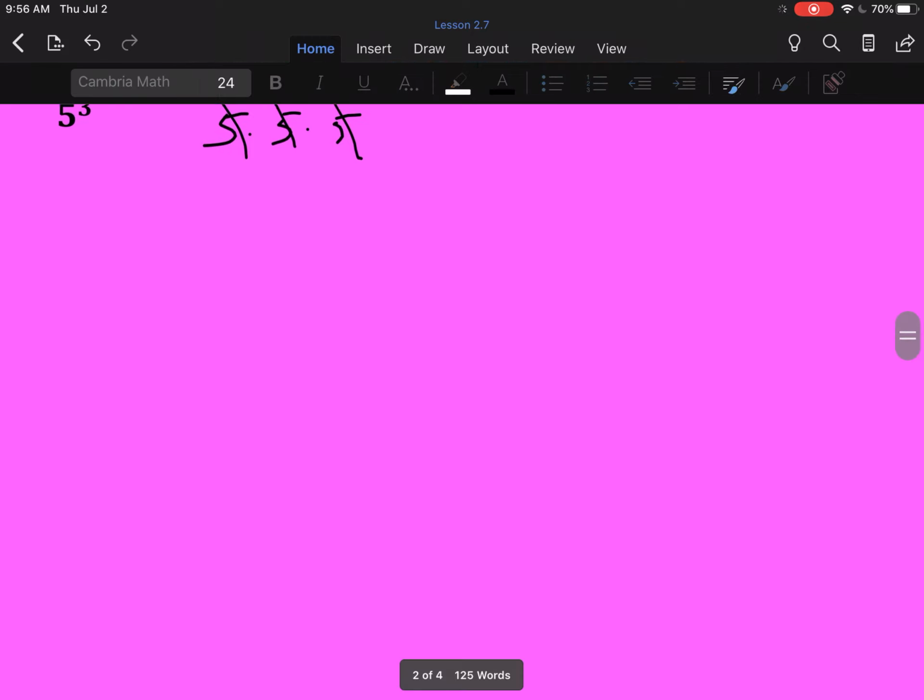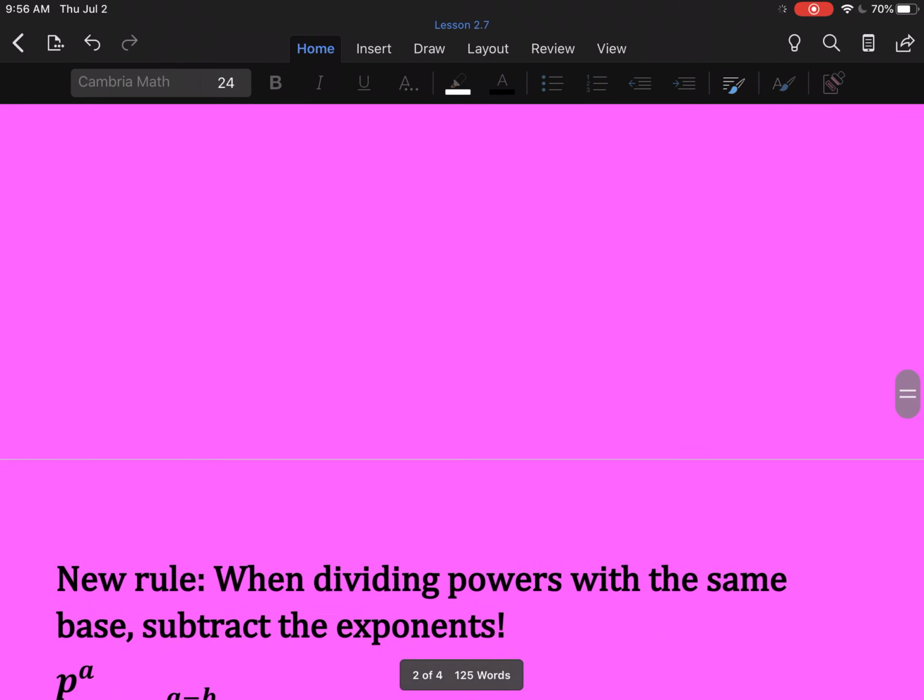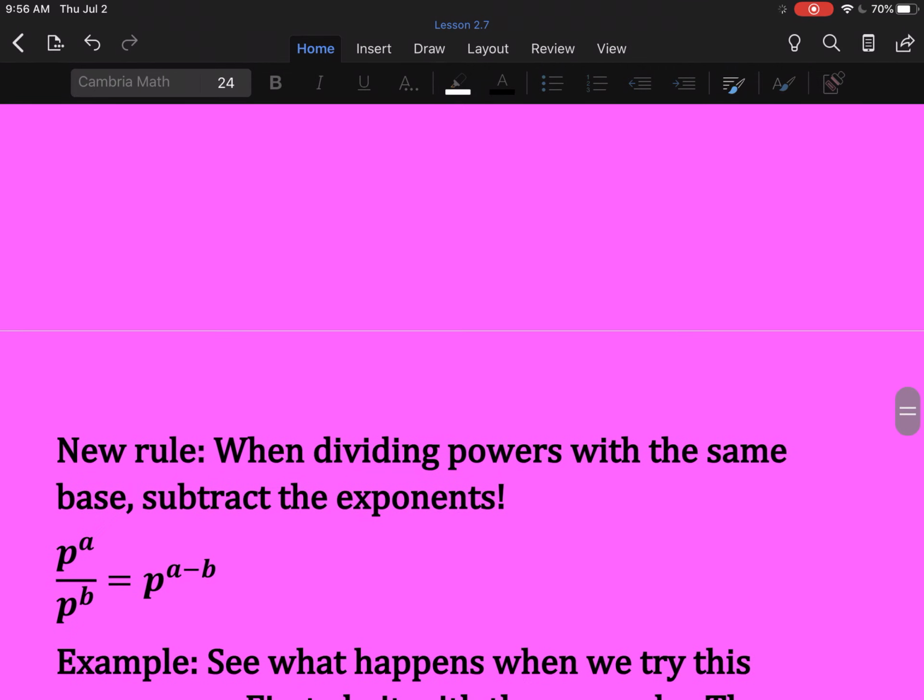Am I showing you something? Yes. When dividing powers with the same base, subtract the exponents. A minus b, of course. Above it was 5 minus 3.